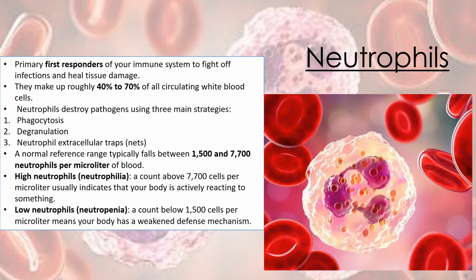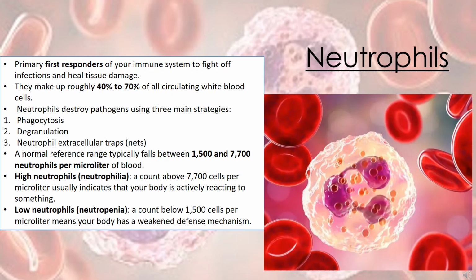Neutrophils destroy pathogens using 3 main strategies. Phagocytosis: they physically engulf and swallow invading microorganisms. Degranulation: they release pre-stored microscopic packets of enzymes and toxic oxygen molecules to digest germs. Neutrophil extracellular traps, or nets: they project stringy webs made of their own DNA to trap and immobilize pathogens too large to swallow. Doctors measure these levels through an absolute neutrophil count, ANC, during a routine complete blood count, CBC.